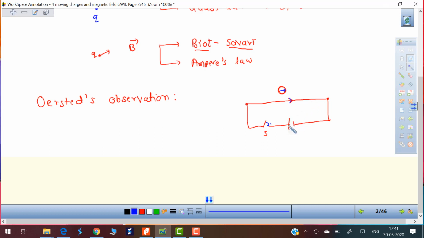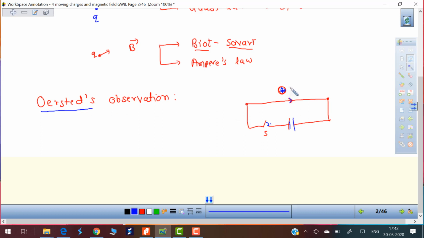If it is in the reverse direction, instead of plus here this is negative and this is positive, then the current direction is opposite. So again this magnetic compass gives a deflection, but in the opposite direction. Suppose in the first case it is in upward direction, then while reversing the current it is in downward direction. This is the observation made by Oersted.